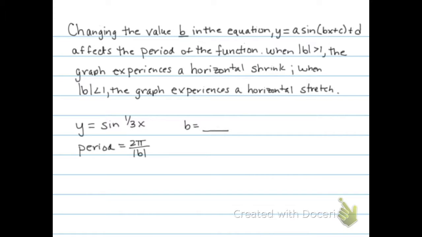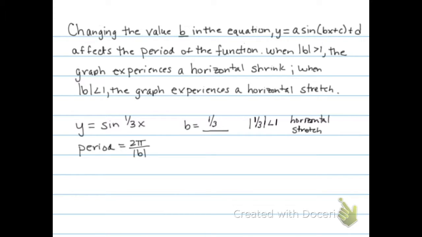Alright, so I'm looking at my b value, which is 1/3. Remember, that's the coefficient in front of the x. So I see that the absolute value of 1/3 is less than 1. So my graph will experience a horizontal stretch. And that means that the period is going to be longer than the period of the original sine function.